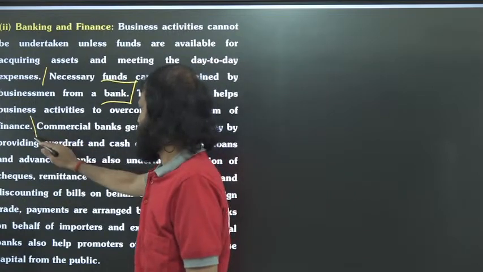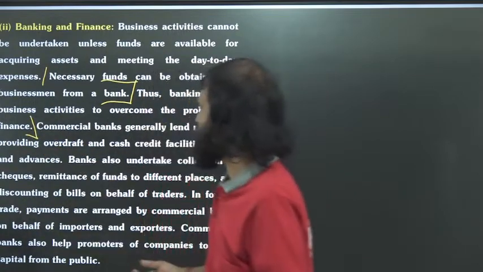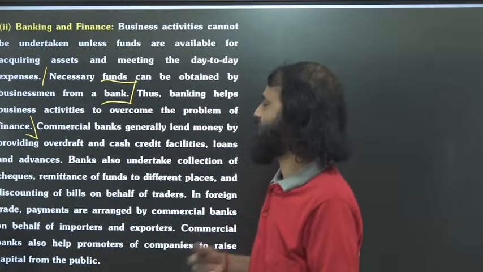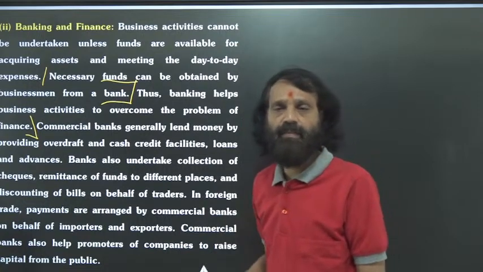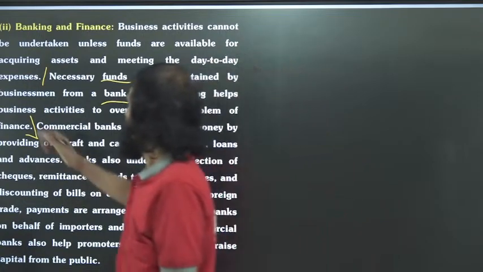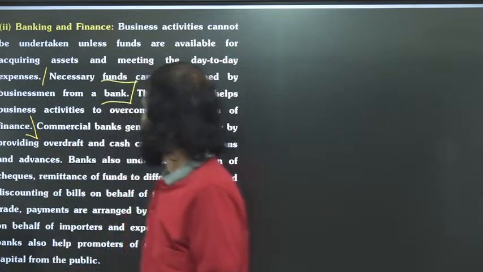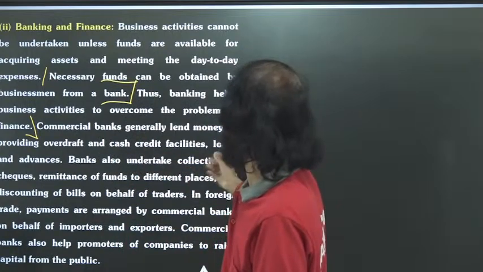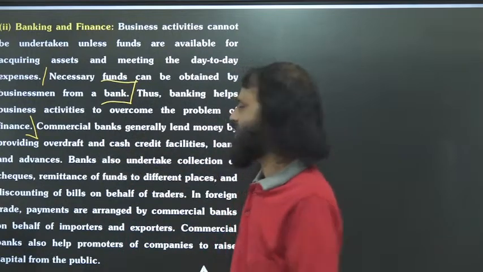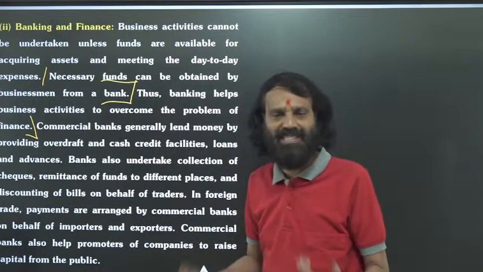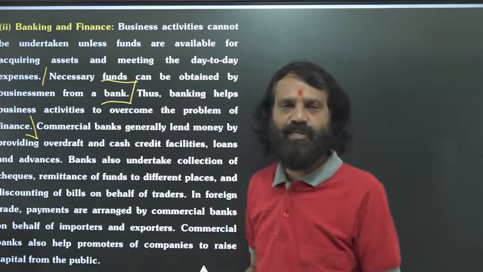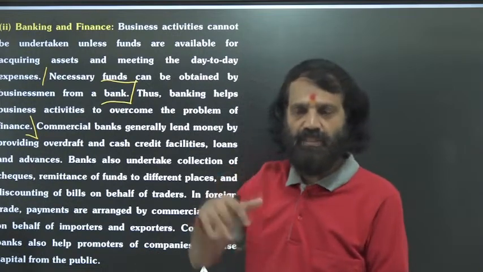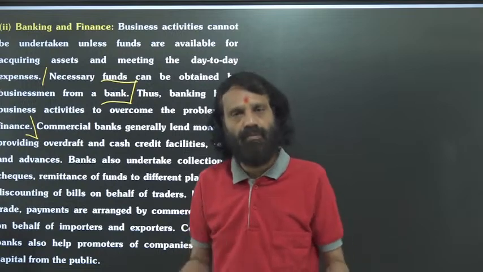When a producer or a business magnate doesn't have proper finance, they can visit the bank and avail finance from the banks. Commercial banks generally lend money by providing overdraft and cash credit facilities, loans and advances. There are so many commercial banks in our country: nationalized banks, private banks. Also, many foreign banks are operating within the domestic boundary of our country.